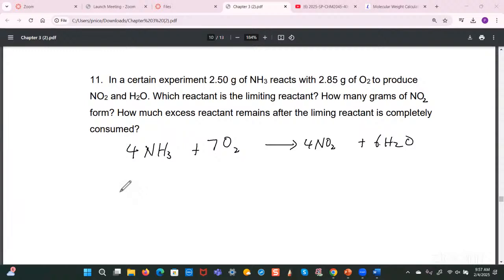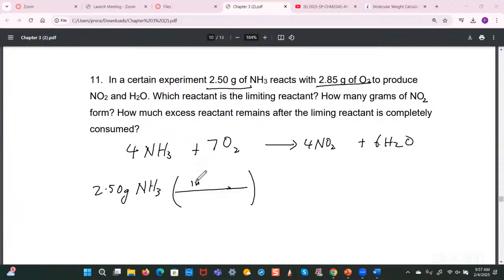And you can look back at the example that we did in order to help you. Okay, it's very similar, all right? So now that we have the balanced equation, what will be the next step? Remember, it gives you the starting materials, the ammonia and the oxygen, all right? So what do you think the next step is? Okay, so 2.50 grams of the ammonia. But what do we do with that? Convert to moles, okay, very good.